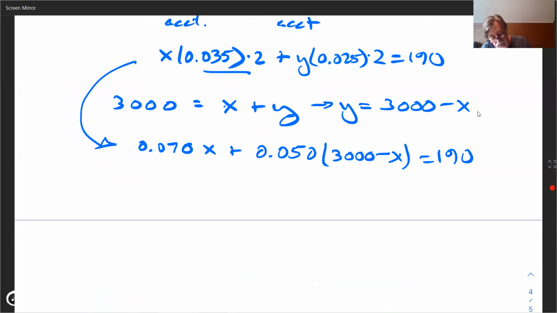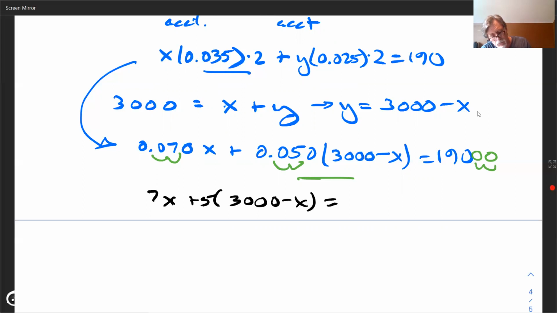Okay, and the rest of this is solving. You know me, what I like to do when I see the decimals, I'm gonna scoot. These guys are connected. And then look at the 190. Hit it with a scoot, and it gives them a couple more zeros. I multiplied by 100. That's what's going on there. So we've got 7x plus 5 times quantity 3,000 minus x is 19,000.